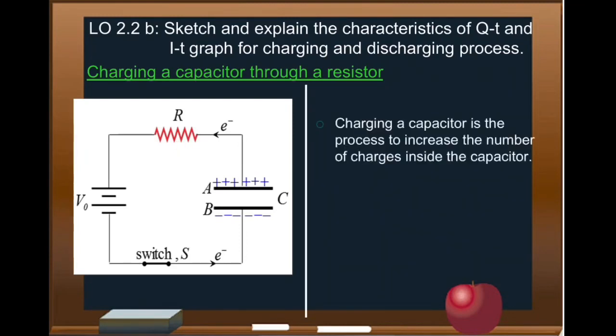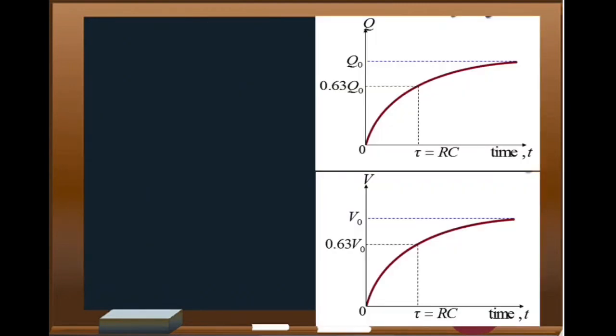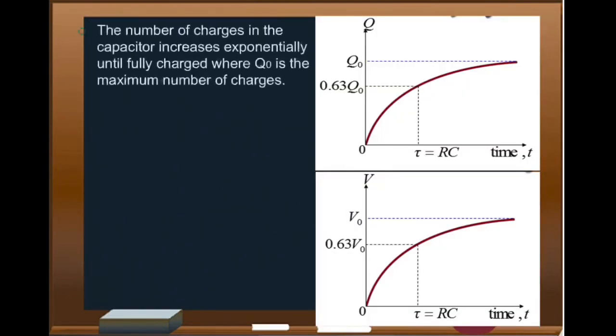When you charge a capacitor, the number of charges inside it will increase. When the switch is closed, the charges will flow from the negative terminal of the battery, and then it will accumulate on the plates of the capacitor. We can see from these two graphs, for example, from the Q against T graph, the number of charges in the capacitor will increase exponentially until it is fully charged and it reaches Q0. So Q0 is the maximum number of charges.